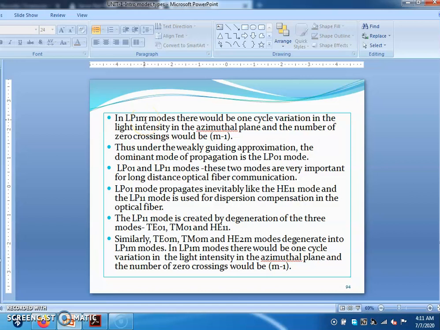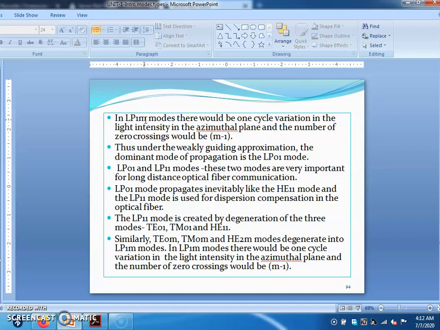In weakly guiding optical fiber, the dominant mode of propagation is the LP01 mode. LP01 and LP11 modes are the important modes. They are preferred for long distance optical communication. This LP01 mode propagates like the HE11 mode, and LP11 mode is used for dispersion compensation optical fibers.